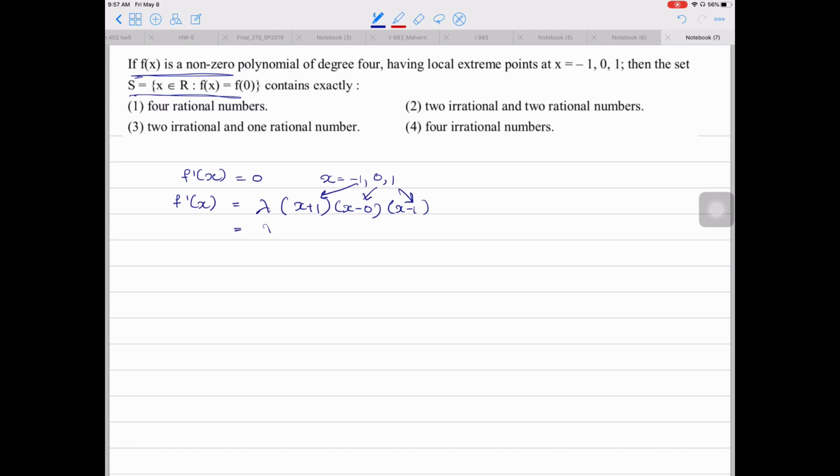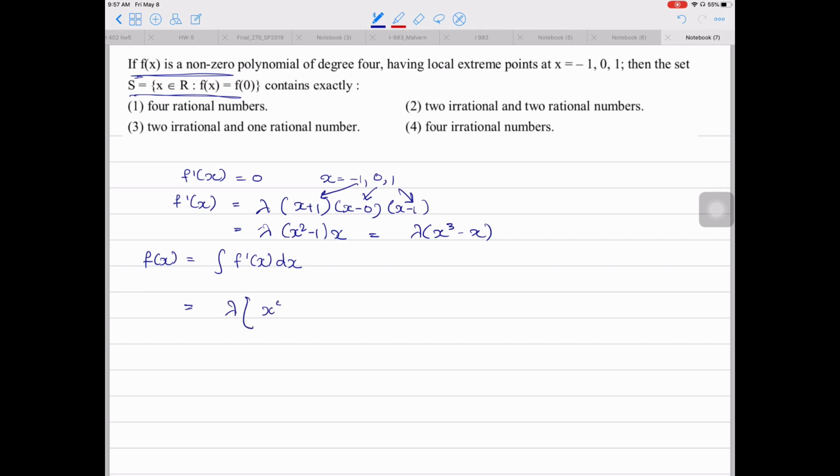And this thing is (x plus 1)(x minus 1) is x squared minus 1, times x, which is also lambda times (x cubed minus x). So this is what our derivative of the function should be. If we know the derivative, we can know what f(x) is. We simply integrate the derivative, and the derivation of this is pretty straightforward.